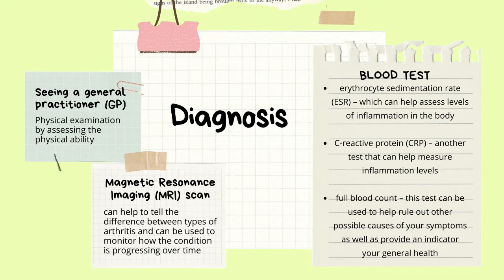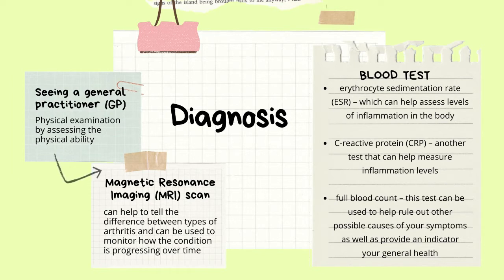After that, diagnosis. Rheumatoid arthritis can be difficult to diagnose because many conditions cause joint stiffness and inflammation, and there's no definitive test for the condition. First, seeing a general practitioner. The general practitioner will do a physical examination by assessing our physical ability, such as checking our joints for any swelling, and will ask about the symptoms that we're having.